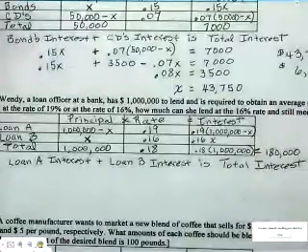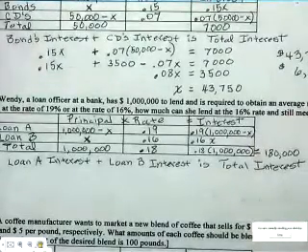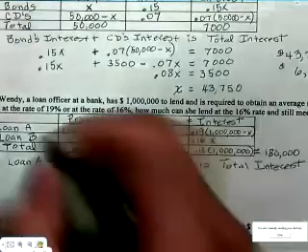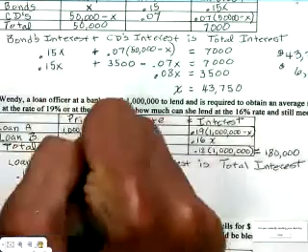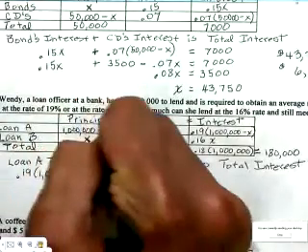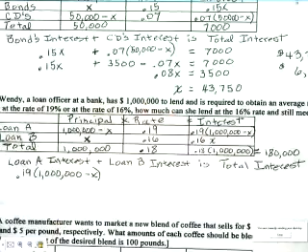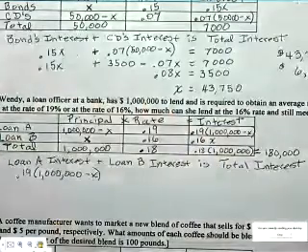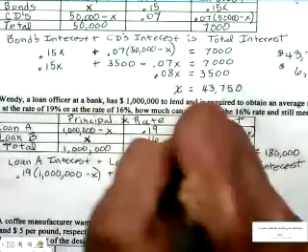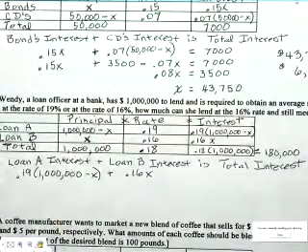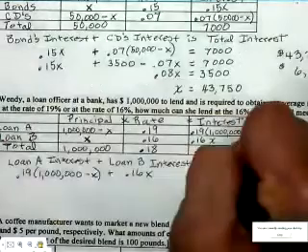That was the hard part. Hard part's behind us now. Loan A interest is 0.19 times $1 million minus X. Loan B interest is 0.16x. Total interest is 180,000.